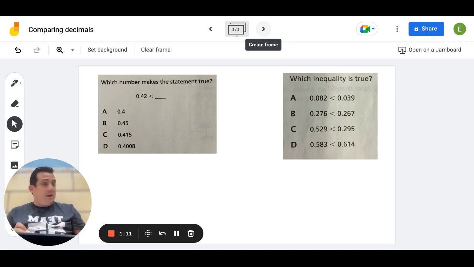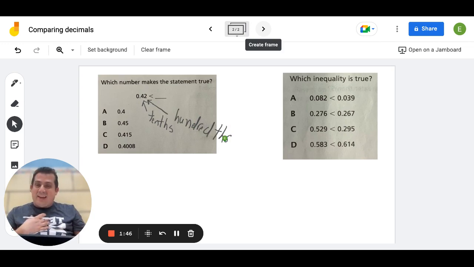So we have to be able to read this decimal, okay? This decimal is 0 and 42 hundredths. We know it is 42 hundredths because that 4 is in our tenths place, okay? The 4 is in our tenths place, and then the 2 here is in our hundredths place. So we have tenths and we have hundredths.